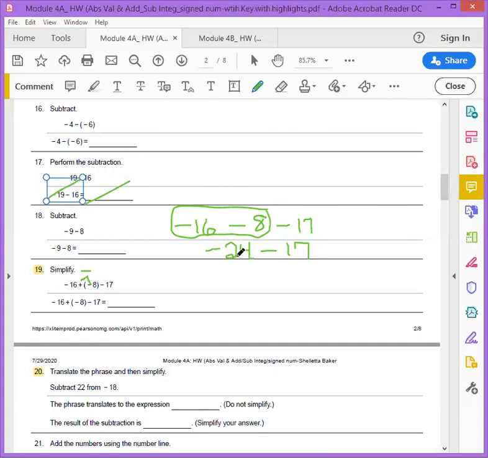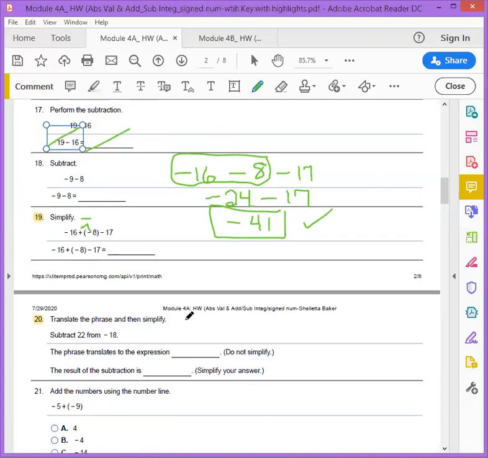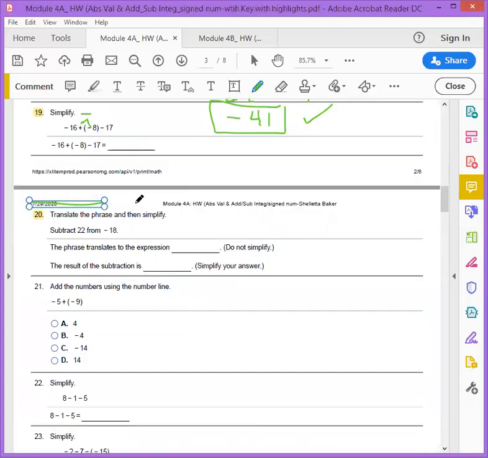We have -24 and -24 minus the 17. Remember, that's two negatives again, so you want to imagine you have -$24 in your bank and you go take out $17 more. That will become negative 41. All right, number 19. Now let's look at number 20.